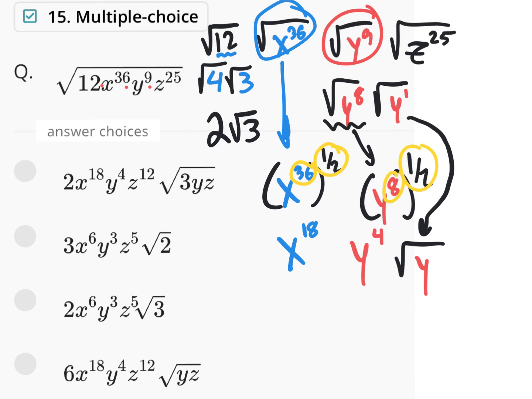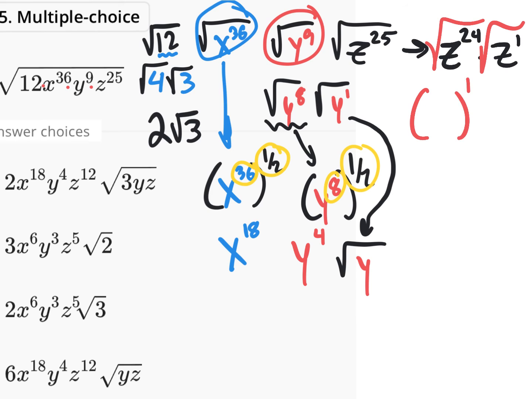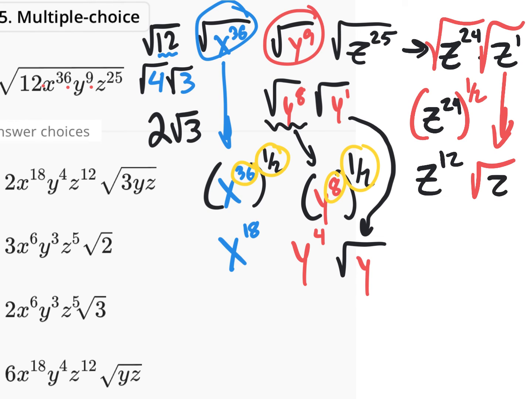And last but not least, we need to do the same for that one. So we have the square root of z to the 25th. Again, we want something that's divisible by 2. So I'm going to rewrite it as z to the 24th times 1 more z, right? And when I split that root, I'll be able to do half of 24, right? So the z to the 24th is right here. 24 times half is 12. So I will get z to the 12th. And this over here, you can't do anything with it, so I'm just going to bring it down times the square root of z, okay?